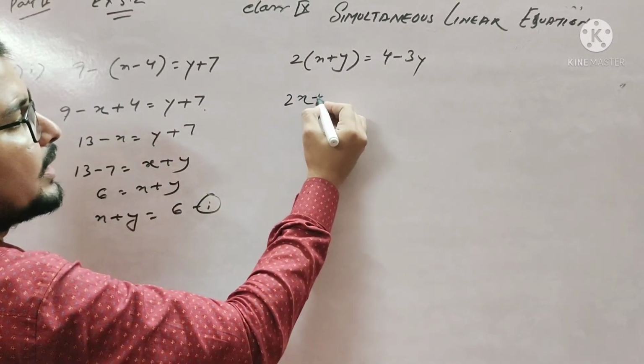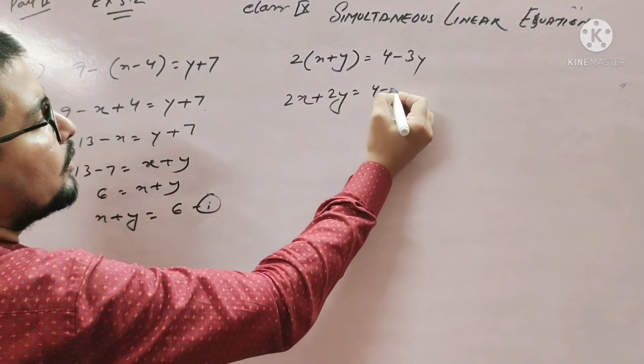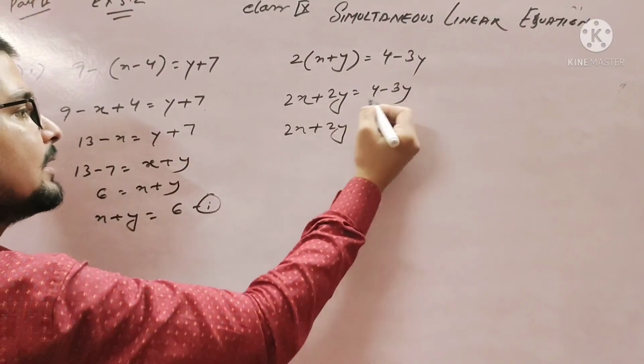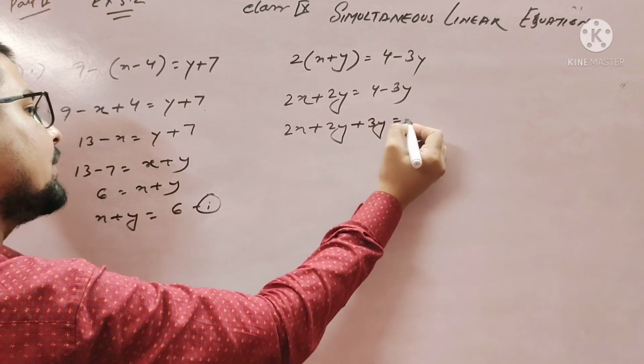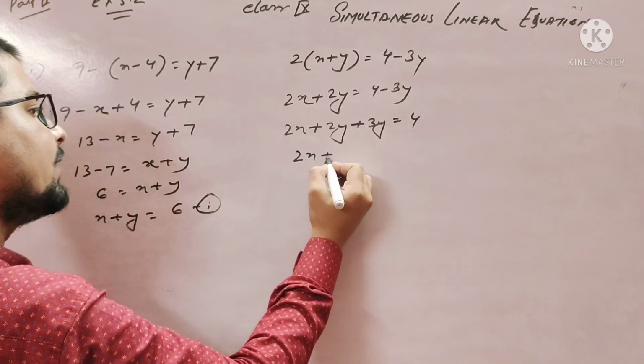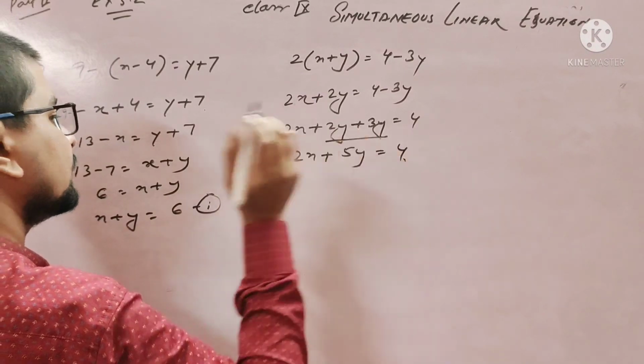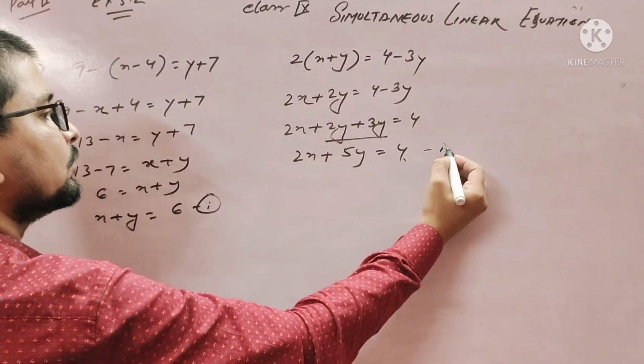2 into x, 2x, 2 into y, 2y, 4 minus 3y. So 2x plus 2y, minus 3y comes this side, that is plus 3y, equals 4. So 2x, this plus 2 plus 3, 5y equals 4. This is your equation 2.